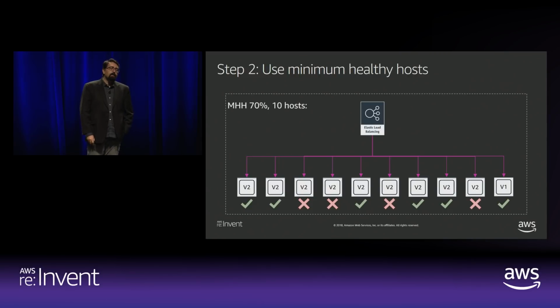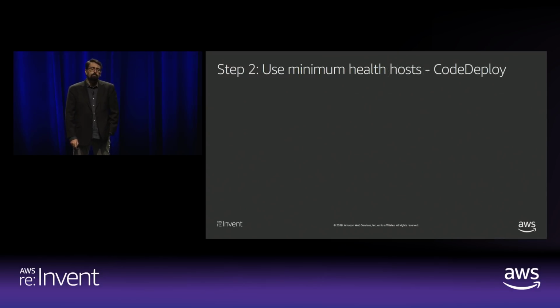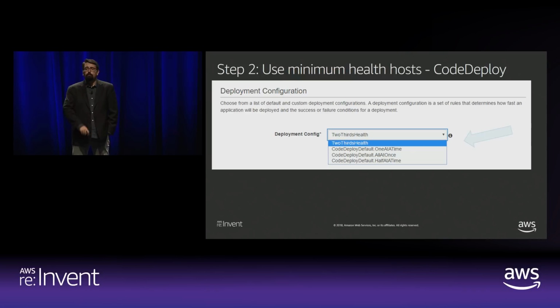So if we look at this again, and that deployment goes down to 6 healthy instances, we're now below that 70%, and this is considered a failure. From here, we can trigger a rollback. We can automate that process itself. So how do you implement this? It's very easy to implement. A lot of you can get started with this today.